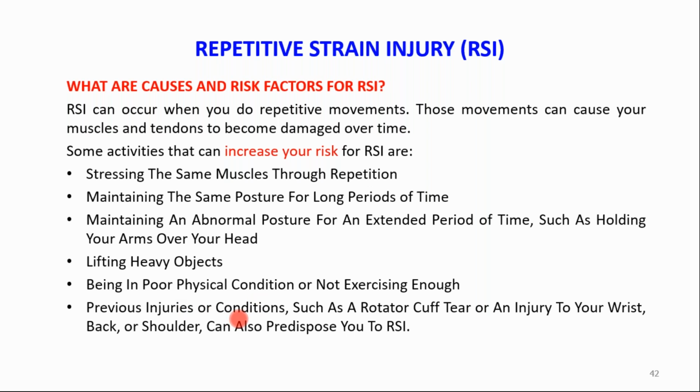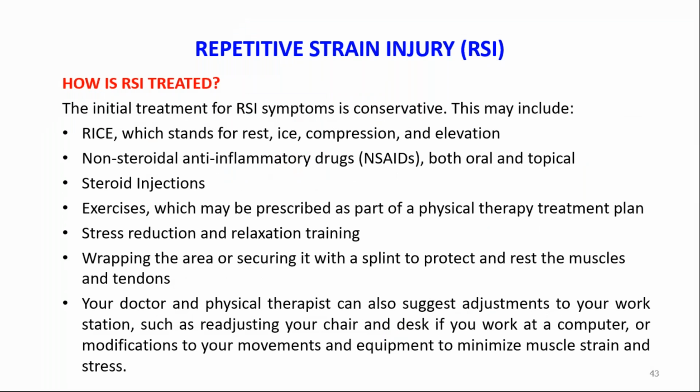Previous injuries or conditions such as a rotator cuff tear or an injury to your wrist, back or shoulder can also predispose you to RSI. Sometimes due to some injury, some incident, some accident, some body parts may be affected. And if you are doing some activities again and again, which create pressure on that particular part again, then you may suffer from RSI, that is repetitive strain injury.